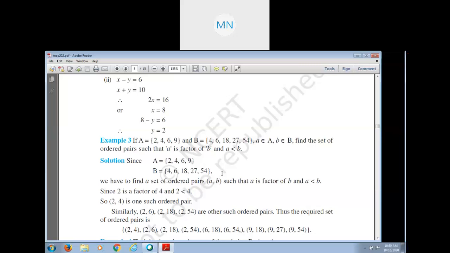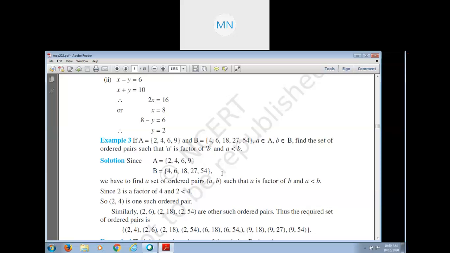After that, we can start for 6. Okay. Then what ordered pair will become? (6, 18) will become. (6, 4) will not come because 6 is not a factor of 4. Understand? Only (6, 18) will come and also (6, 54) will become, because 6 is a factor of 54 also. So it also comes.